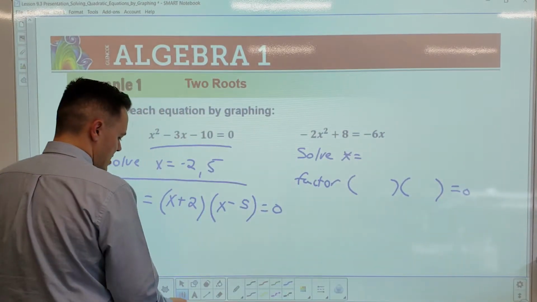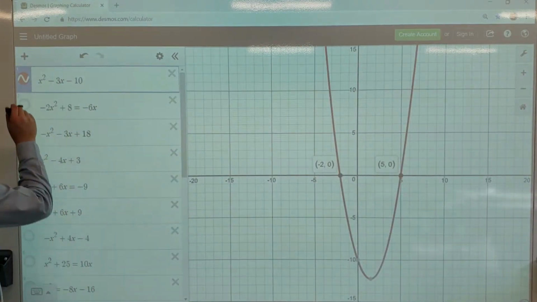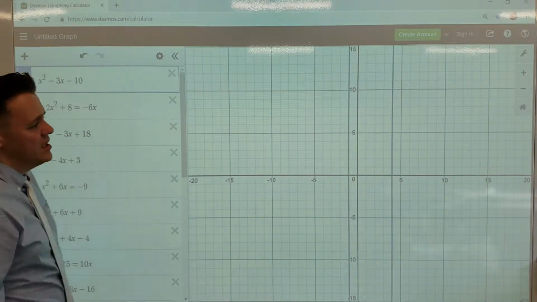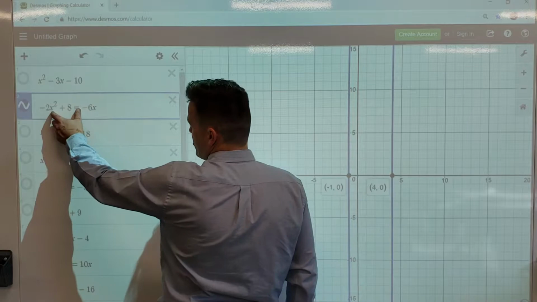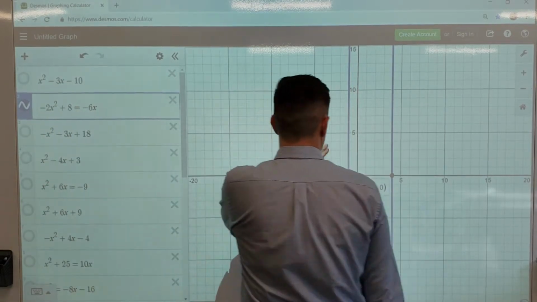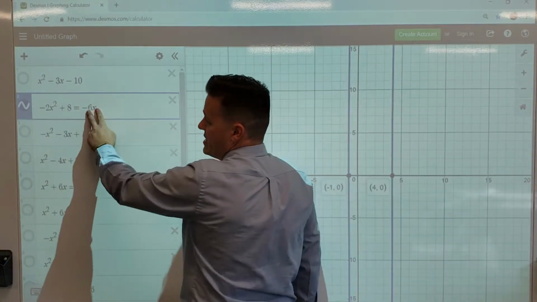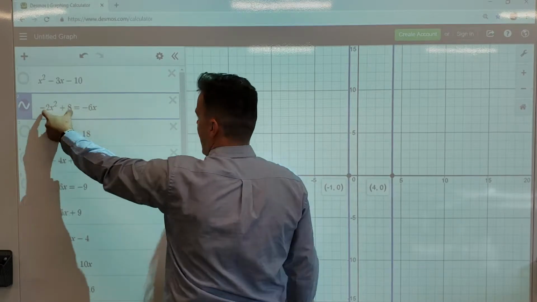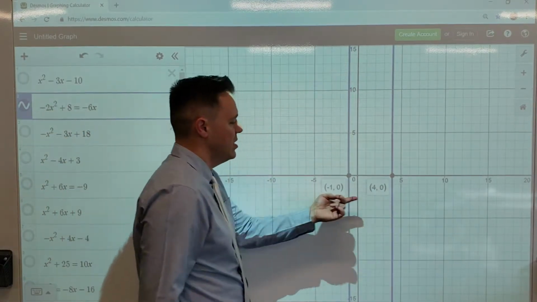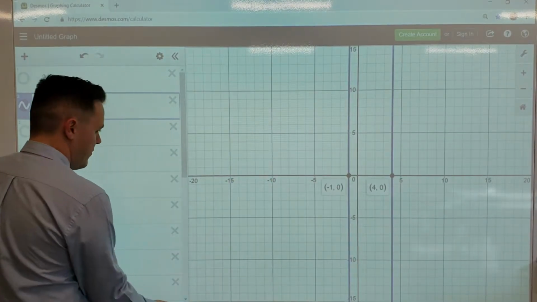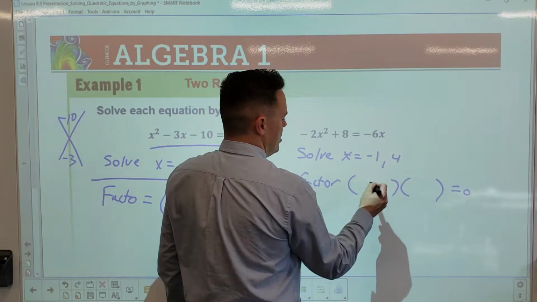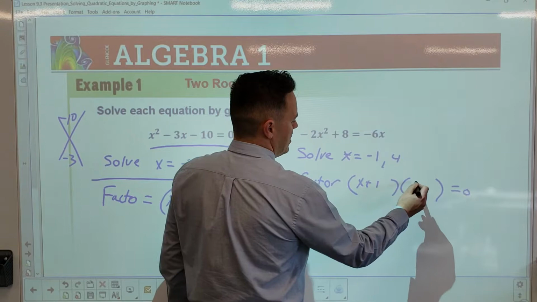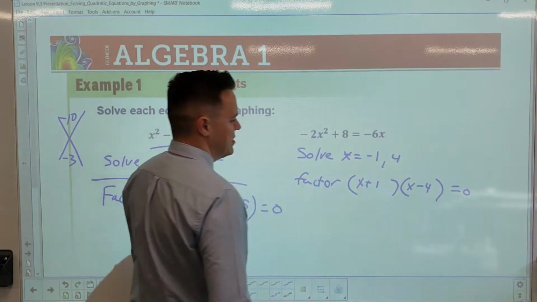So let's enter this. Now this one isn't set up. If I turn this off and turn that one on, ladies and gentlemen, I will get 2 lines because this is not set up as a perfect trinomial. If I wanted to see the parabola with it, I'd have to move this -6x and add it to both sides, and you get your equation. But it doesn't matter because I get my answers of -1 and 4. So I know my answers are -1 and 4. So my solution here would be x plus 1 and x minus 4.